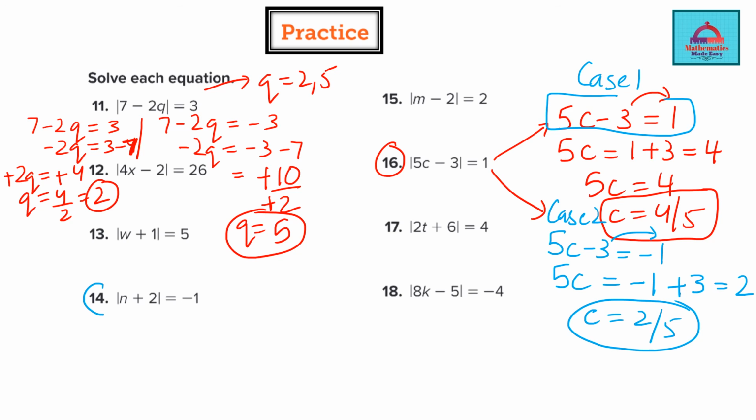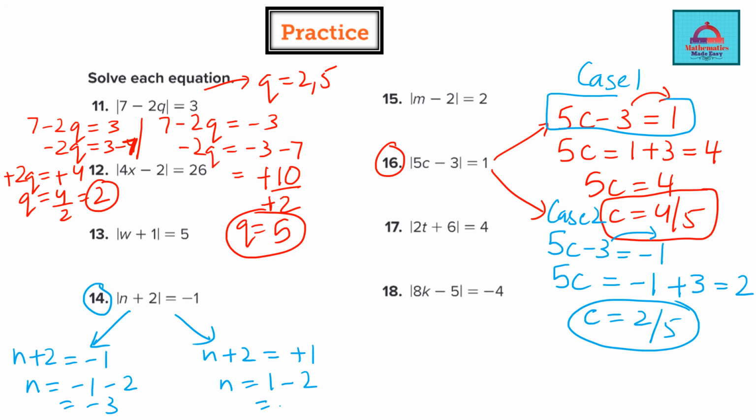Last question that we'll do is question 14. Try the remaining questions yourself. So here the two cases would be n plus 2 is equal to minus 1 and n plus 2 is equal to plus 1. Okay, you can take plus 1 before and minus 1 later also. It will not change the answer. So minus 1 minus 2 is minus 3. 1 minus 2 is minus 1. So the solution is minus 1 and minus 3 for this question.